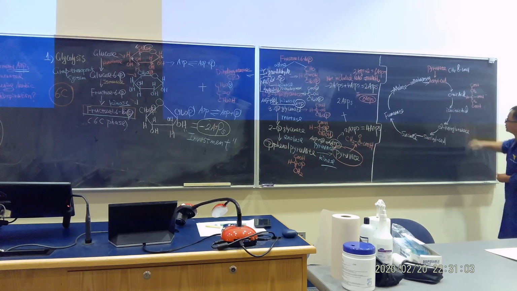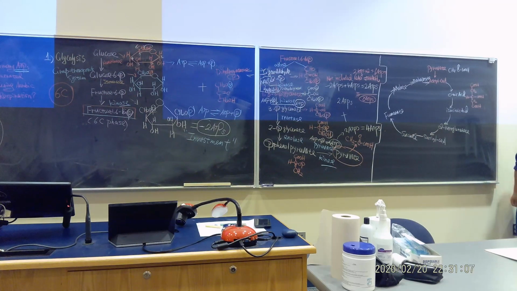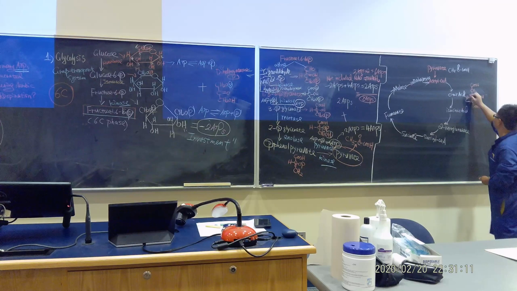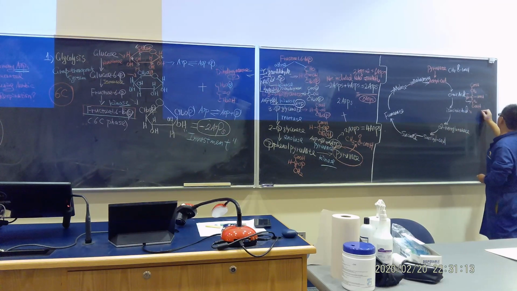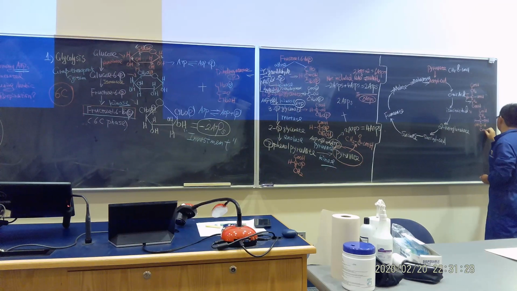Now, what is isocitric acid? Iso is always easy: isomerization. This group goes here. So this is isocitric acid. CH2, COOH. Then H right here. Then go down. We see OH, H, and COOH.